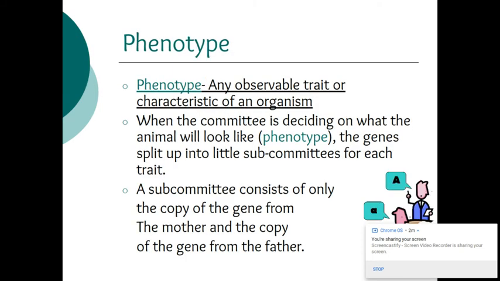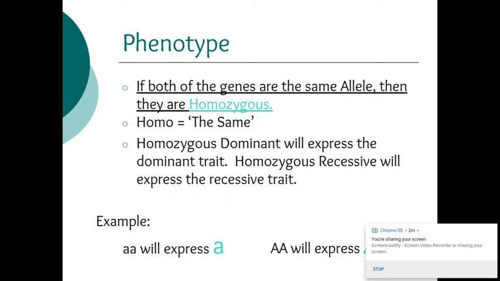What you get in the end, what you see, what your trait actually is, is your phenotype. So a combination of different alleles can give different types of phenotypes. Now, if both of those alleles are the same, we call them homozygous. That means we either have two lowercase or two uppercase, two dominant or two recessive. We call those homozygous dominant and homozygous recessive.